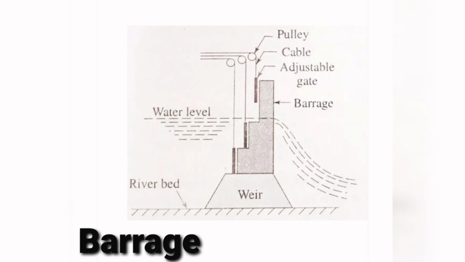So this is how the difference between the weir and barrage is. Barrage consists of adjustable gates. So the water level is adjusted by operating the adjustable gates, and these gates are operated by cables, as you can see in this picture.